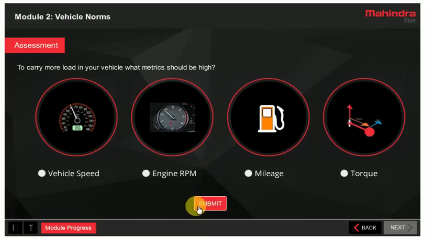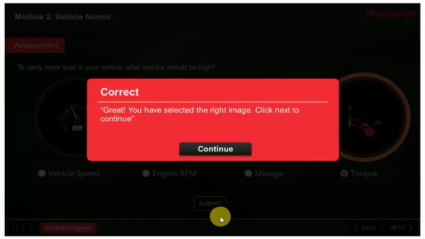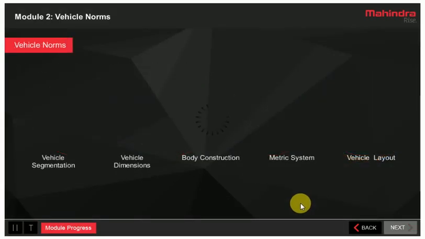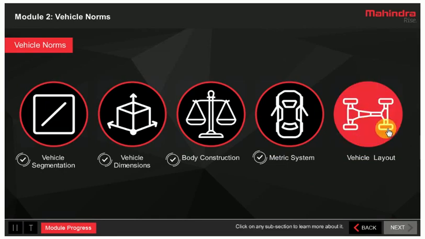You have understood about the various metrics. Let us quickly check your understanding. Click on any subsection to learn more about it.